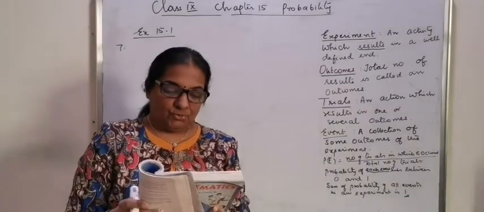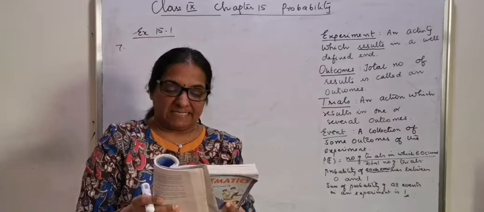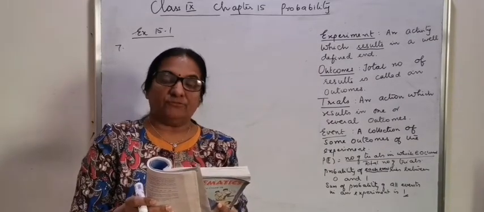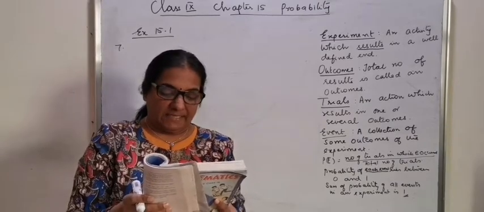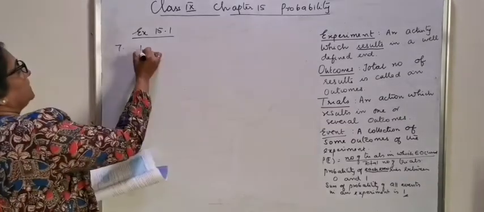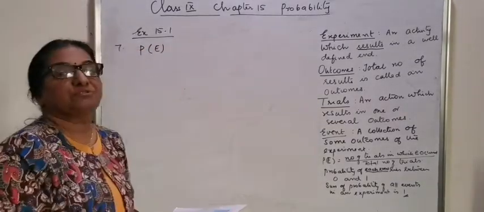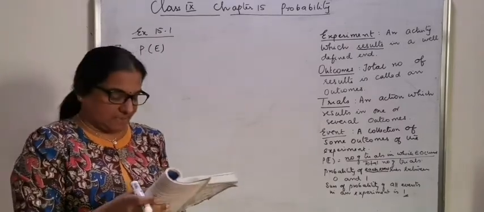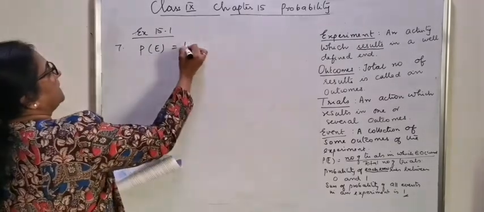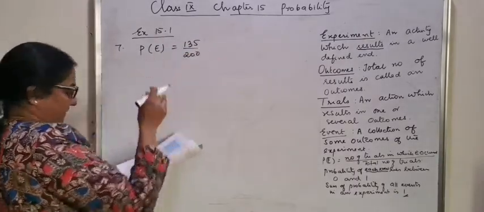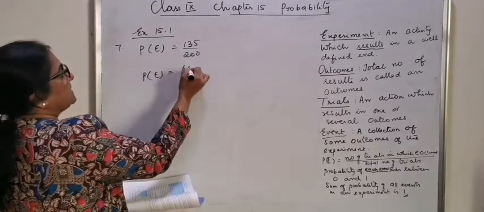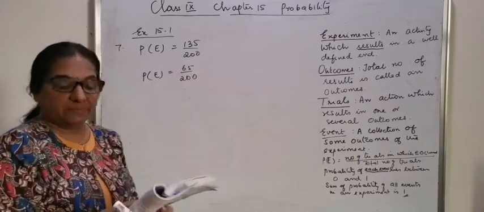Question number 7. To know the opinion of students about the subject statistics, a survey of 200 students was conducted. The data is recorded in the following table. Find the probability that a student chosen at random likes statistics. So the first event is the number of students who like the subject statistics. Probability of that event is 135 divided by 200. And automatically, for those who dislike, the probability of that particular event is 65 by 200.